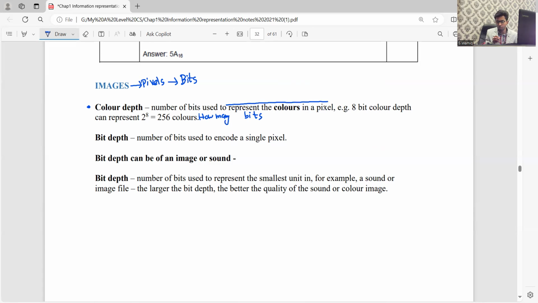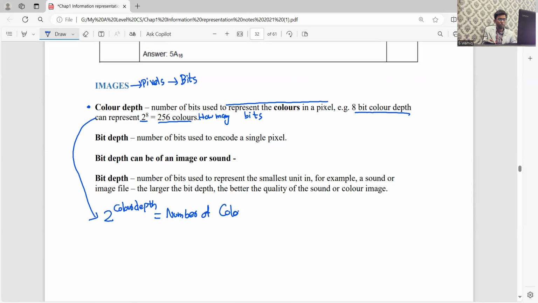And that color could vary if it is a darker shade or if it is a lighter shade. For example, 8-bit color depth can represent 2 to the power 8, which is 256 colors. For explaining this, let's come over here. I have a formula: 2 to the power color depth gives the number of colors.